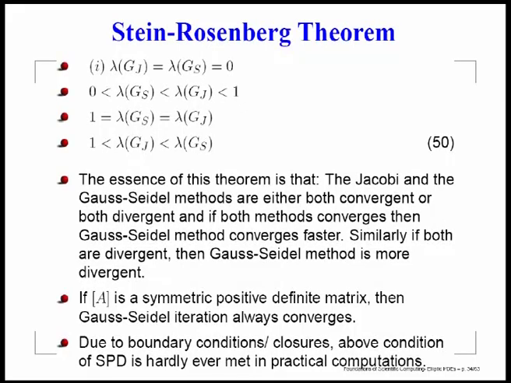The second case is where both the methods are neutrally convergent, meaning they do not reduce error, it simply keeps on retaining it unchanged. In fact, in many practical computations you will see that this is what is happening, that after a few iterations it does not change at all, it just remains like this. And the last condition says both the methods could be divergent, and if they are divergent you will find the Gauss-Seidel method is more divergent than the Jacobi method.